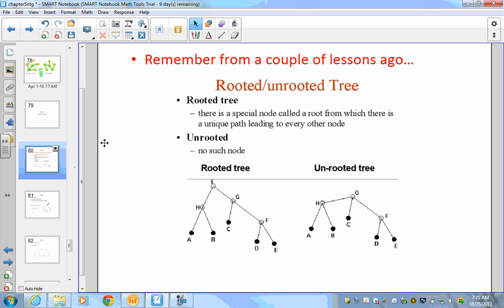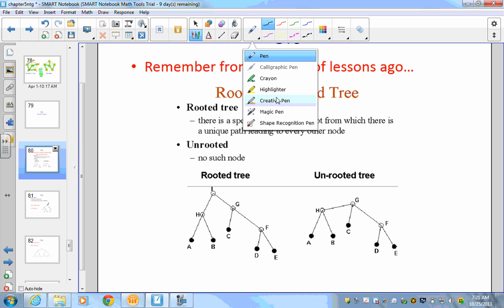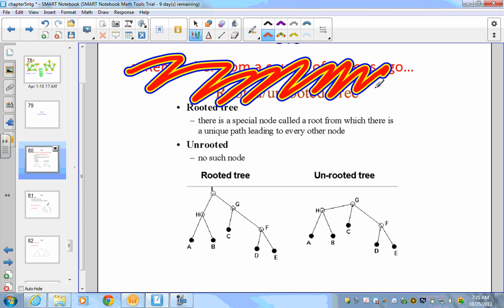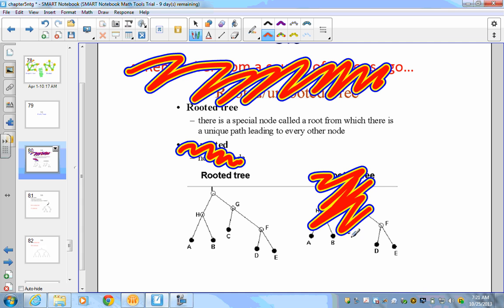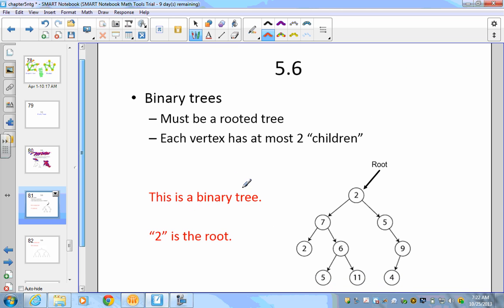Okay, so this is a slide that we used in another lesson. Let me edit this to make it a little more user friendly for this particular lesson. So we're going to take all the unrooted stuff out, and we're only going to be talking about a rooted tree because that's what a binary tree is. It must be a rooted tree. Moving on to our next slide here. A binary tree must be a rooted tree. So we have our root, and so we know that we have potentially a binary tree.